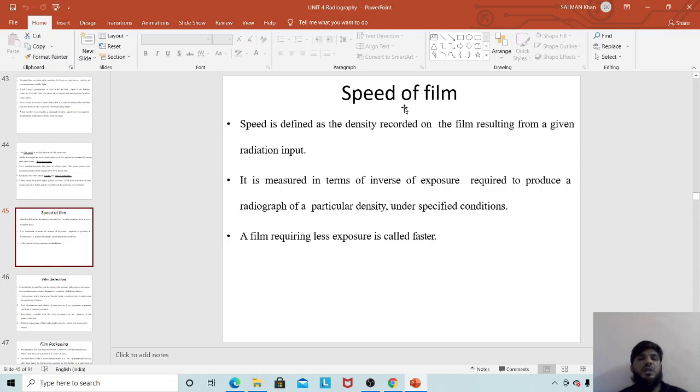So how the speed of this film is calculated: the speed is generally defined as the density recorded on the film resulting from the radiation input. So what radiation you have sent, how the film has received it, how much density has been received, and what is the resulting film it has given to you. It is measured in terms of the inverse of the exposure required to produce the radiograph.